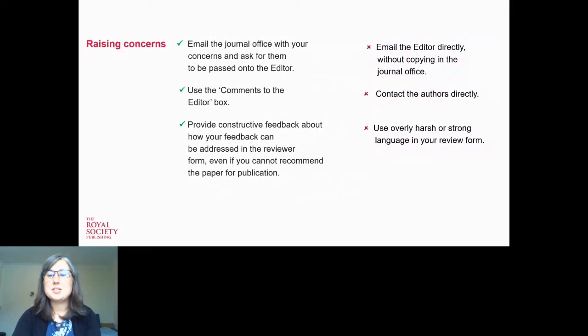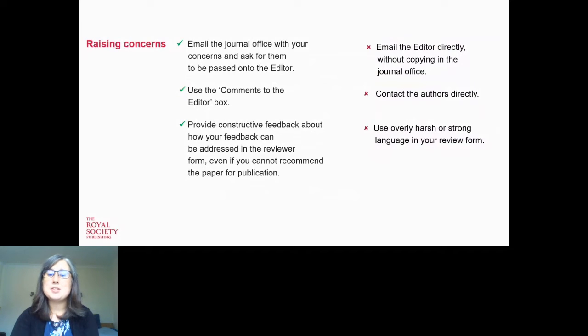As I've just discussed, you may come across papers where you have concerns. These could be related to ethics, or you may simply feel that the quality of the paper is poor or not suitable for the journal. Different types of concerns can be raised in different ways. However, there are some general points to follow. Firstly, if it's an ethical concern, for example, figure manipulation, please email the journal office. They need to know so they can take appropriate action, which will involve informing the editor.